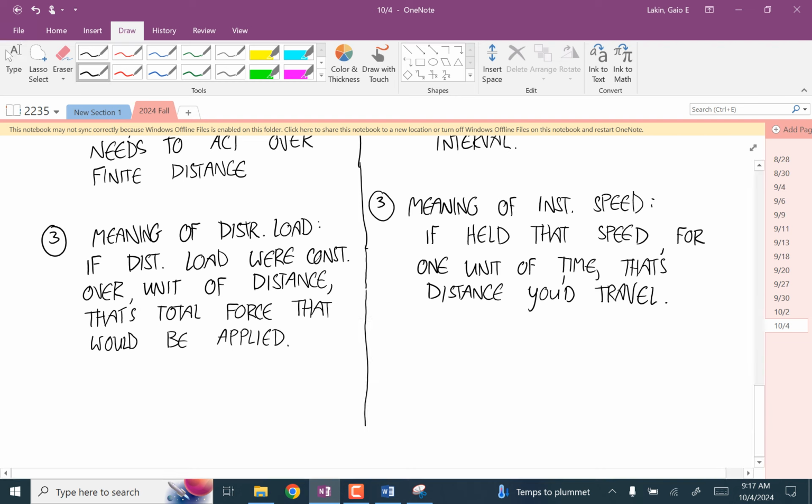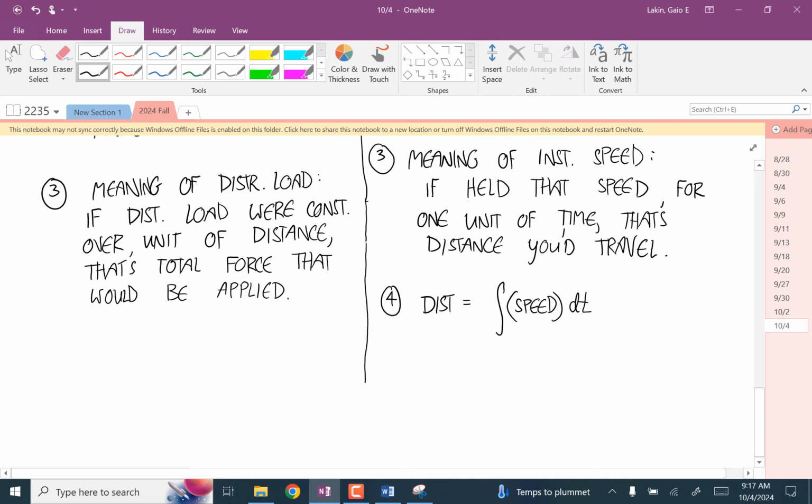And then the last one, this is a more mathematical one, but the total distance traveled is the integral of the speed dt, as long as you don't change directions and stuff. And it works the same way for a distributed load. The total force is the integral of the distributed load, but this time with respect to x.